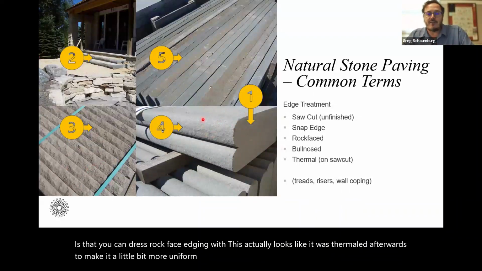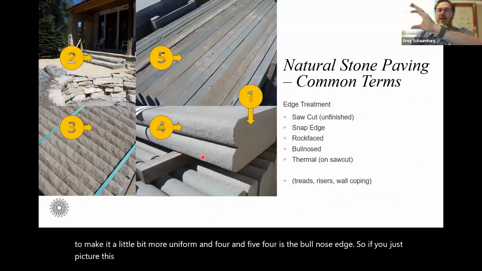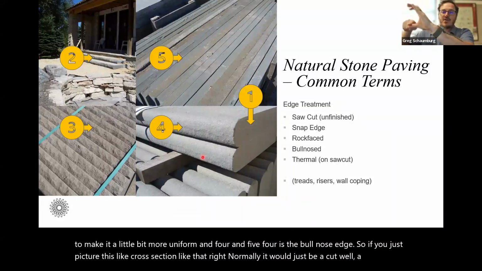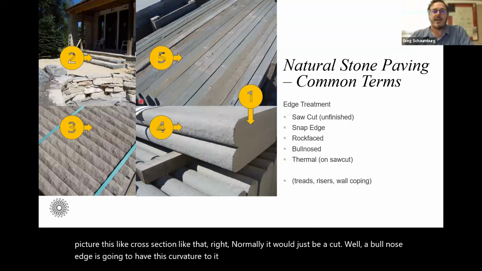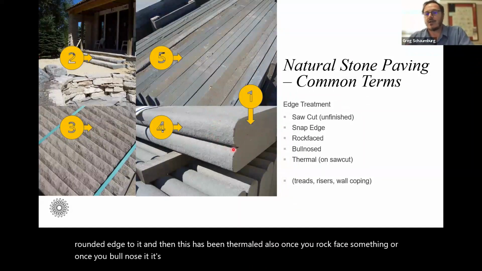And 4 and 5, 4 is the bullnose edge. If you just picture this cross section, right? Normally it would just be a cut. Well, a bullnose edge is going to have this curvature to it as you go through it, and it's going to have this rounded edge. And this has been thermaled also. Once you rock face something or once you bullnose it, it's going to have all those grinder marks, and you're going to want to remove those.